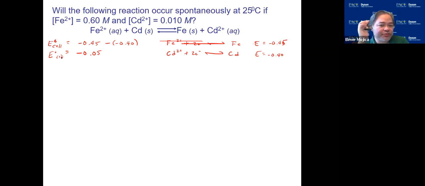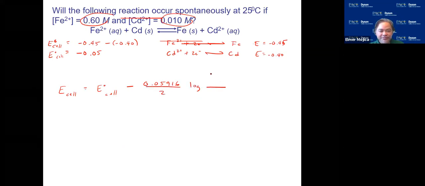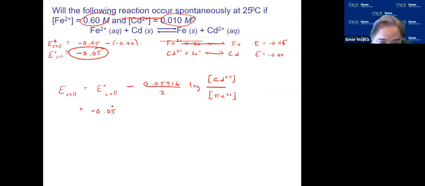But the question now is, will the reaction occur spontaneously given this concentration? So you have to use the Nernst equation. I have here the cell potential equals the standard cell potential minus 0.0592 divided by 2 log of cadmium over Fe2+. Now the question: is the concentration ratio here enough to make this value positive? If that becomes positive, then you could say it will occur spontaneously. So let's see.